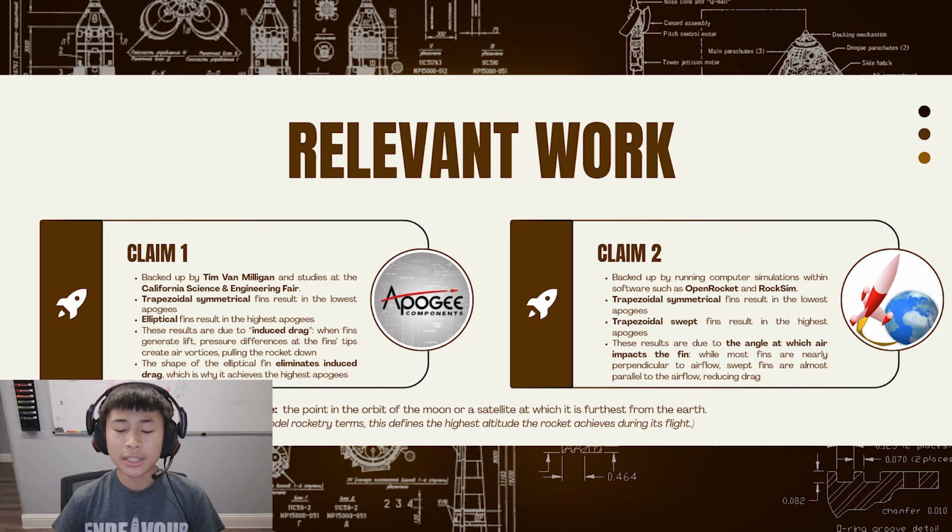The second claim is not supported by people, but by running computer simulations on various rocketry software. This claim also states that trapezoidal symmetrical fins result in the lowest apogees, but unlike the first claim, this claim states that trapezoidal swept fins result in the highest apogees. This second claim is backed up by the fact that trapezoidal symmetrical fins are nearly perpendicular to the airflow, but trapezoidal swept fins are nearly parallel to the airflow, allowing air to collide with them less violently, thus creating less drag. This justifies the second claim.